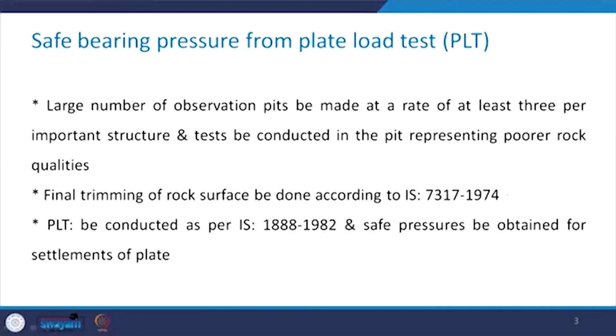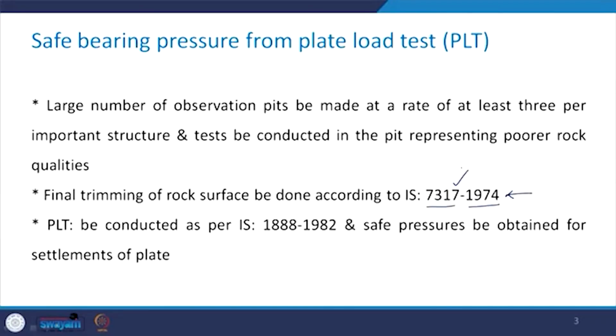The final trimming of the rock surface should be done according to the IS code, which is IS 7317. It has some specifications, so one can look at it, and the trimming of the rock surface should be done according to this code. The PLT should be conducted as per IS 1888. This is the same way that you carry out in case of the soils, and the safe pressures can be obtained for the settlements of the plate. The procedure, the conduct of the test, the analysis, everything is the same as you have done in case of the soils.